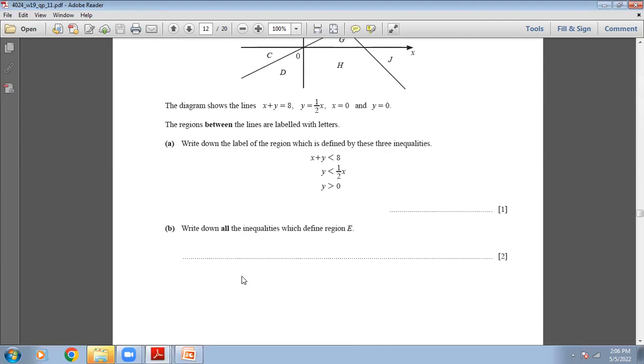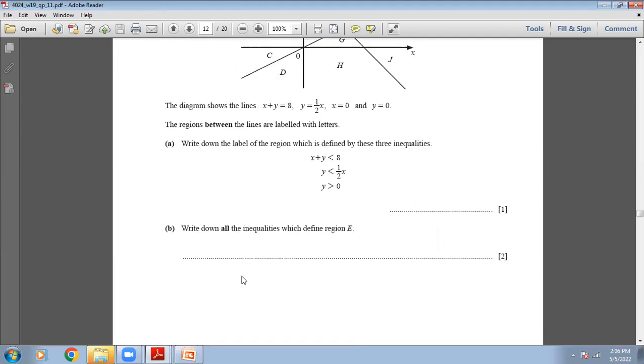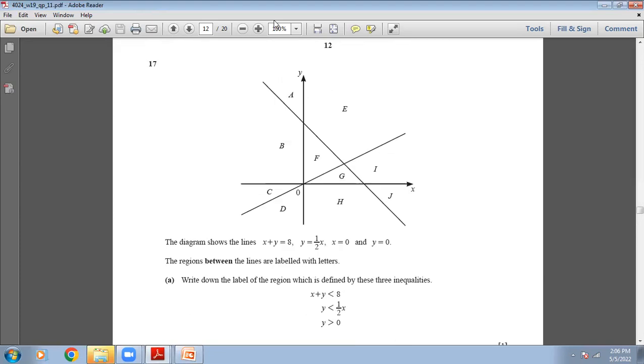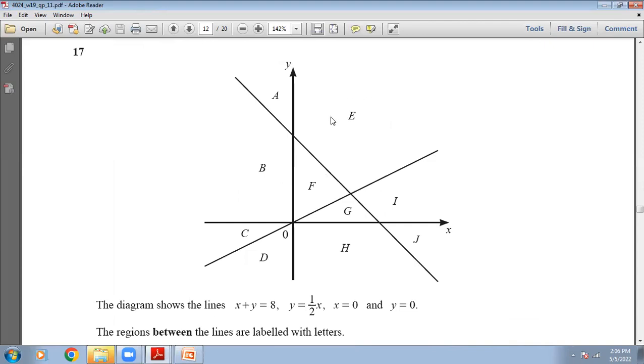I hope you understand. Okay, then he says write down all the inequalities which define the region E. The region E. Let me increase the size. The region E is here. It is defined by this line, and by this line. Okay. So this line, it is x equals to 0. So for E, it will be x greater than 0. The crocodile's mouth will be towards x.